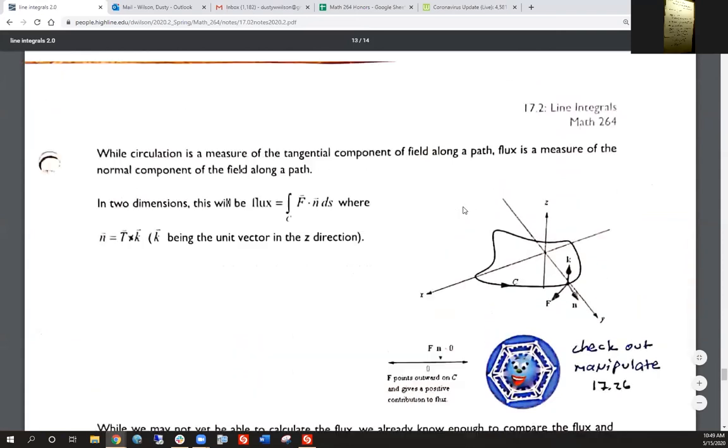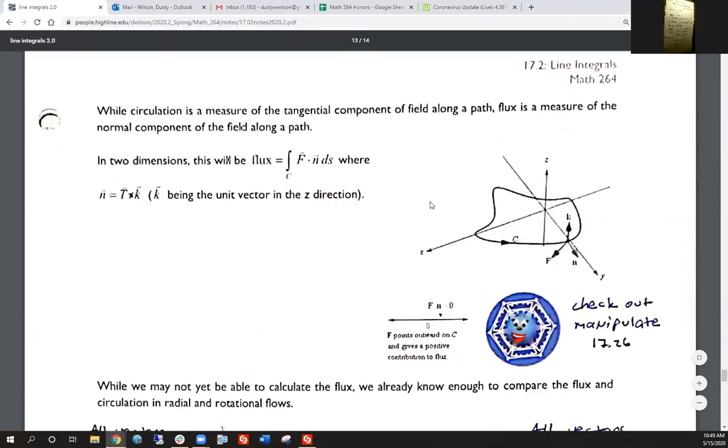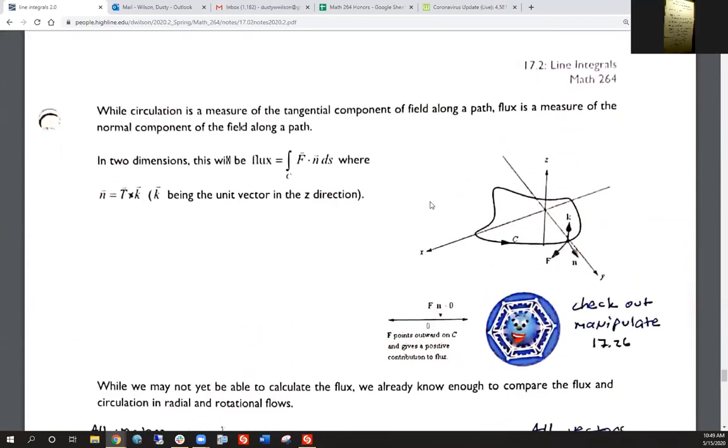So basically what the flux does is the flux tells you how much of the force field is perpendicular to the curve. So it finds the normal part of F, and it adds it up. Work is calculating the tangential component of F. Flux is calculating the normal part of F, or the perpendicular part of F.